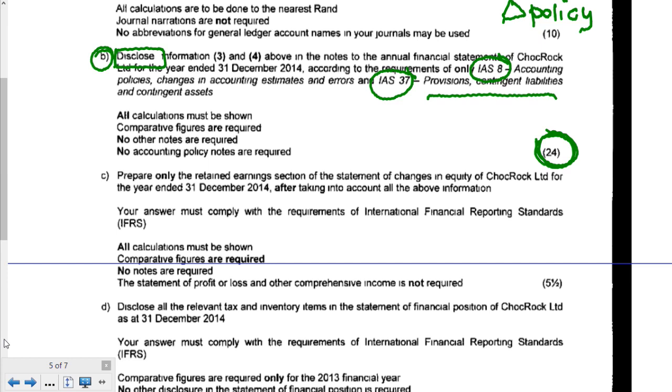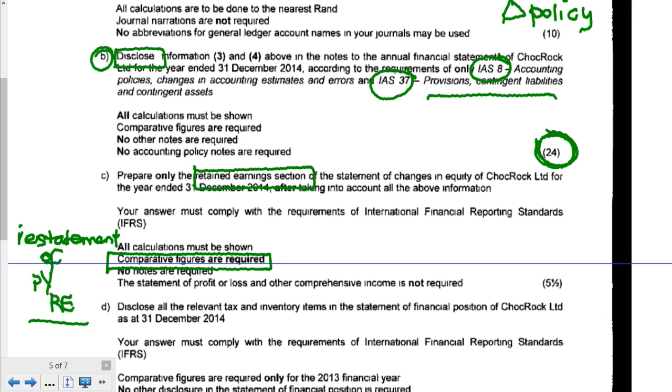Then it says, prepare the retained earnings section of the statement of changes in equity. And you'll see that they say comparative figures are required. So when do we do statement of changes in equity? We do it when we have the change in policy or the error, isn't it? We do it when there's a restatement of prior year retained earnings. So if you recall, there's that restatement. Let me show you actually. You've got your books. Let me show you what it looks like.